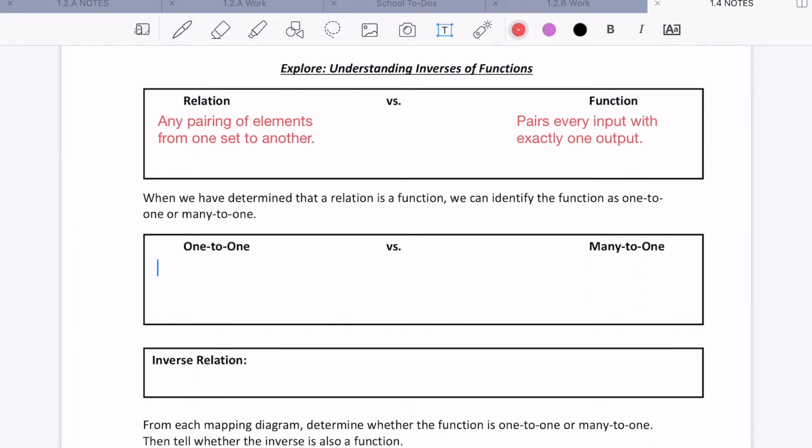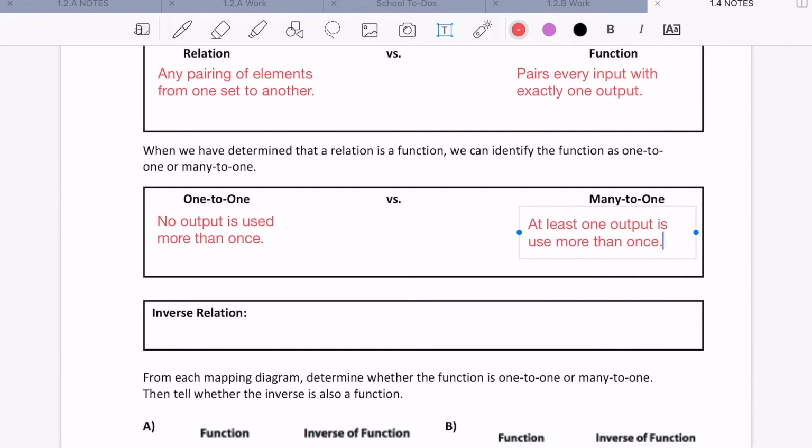In a one-to-one function, no output is used more than once, whereas in a many-to-one, at least one output is used more than once. Okay, so those are pretty simple definitions.